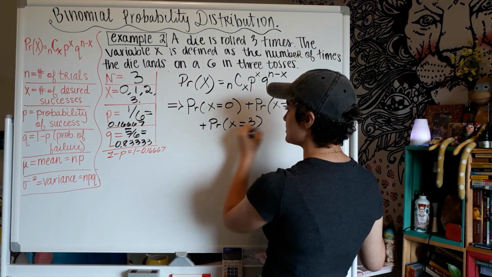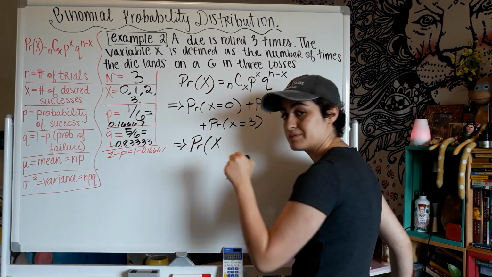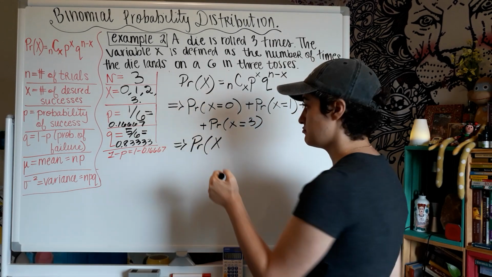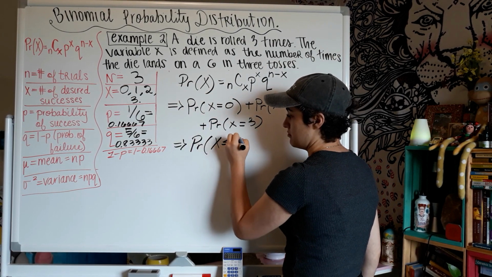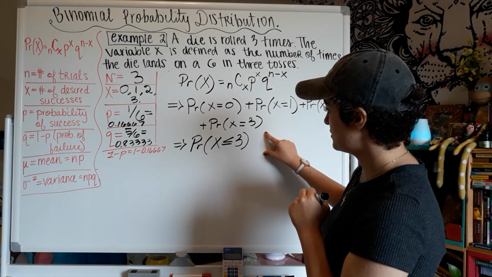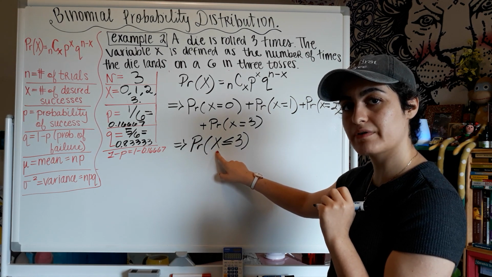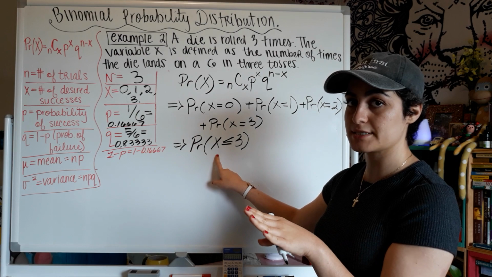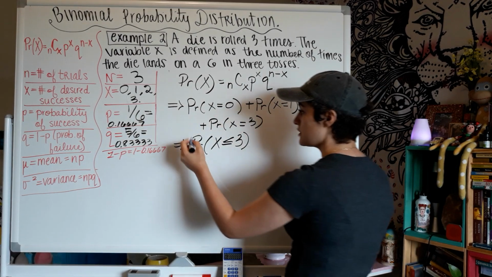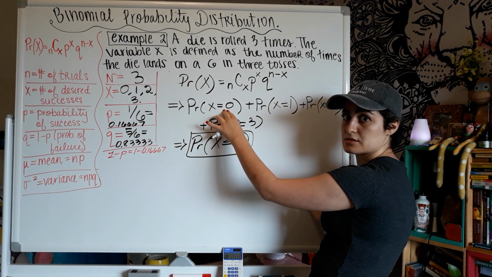So I can rewrite this entire line as the probability of x being less than or equal to 3. So this is equal to this. So 0 is satisfied, 1 is satisfied, 2 is satisfied, and 3 is satisfied. 4 is not satisfied, and that works perfectly for us because we don't care about 4. So this is the same thing as this, okay?